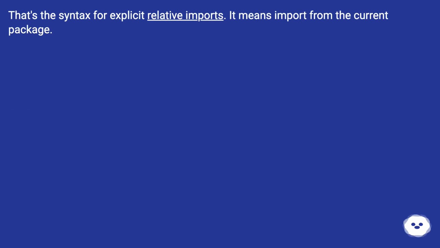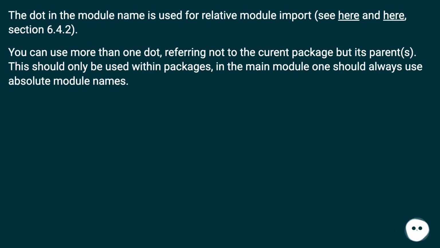That's the syntax for explicit relative imports. It means import from the current package. The dot in the module name is used for relative module import. See here and here, section 6.4.2. You can use more than one dot, referring not to the current package but its parents.